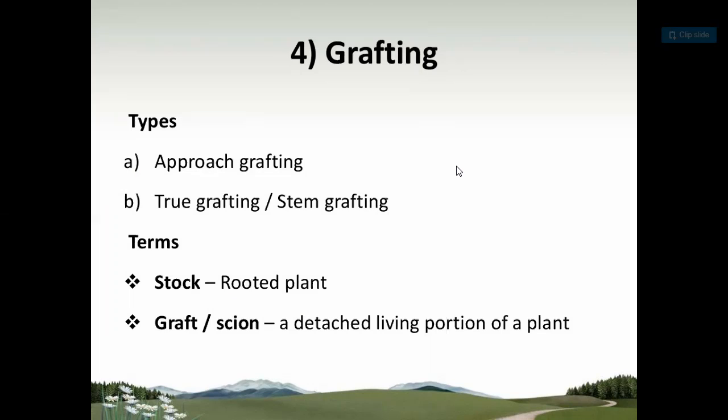In grafting techniques, there are two types: approach grafting and true grafting, also known as stem grafting. The term stock means the rooted plant, and the graft, or scion, is the detached living portion of the plant, right? So we have to take a branch of another plant and graft it onto the main host plant.